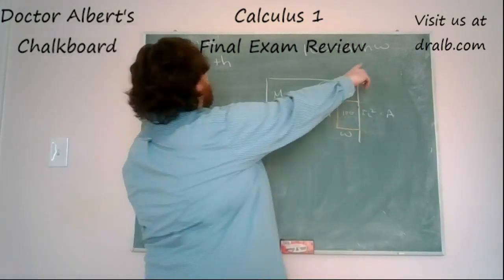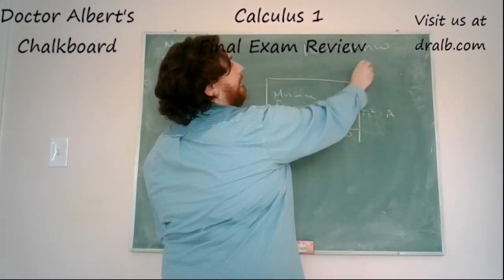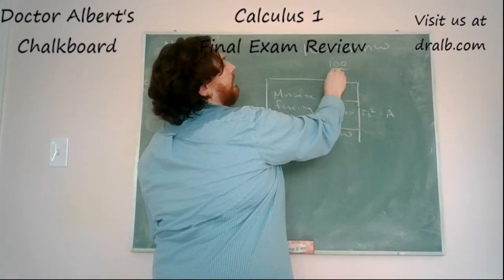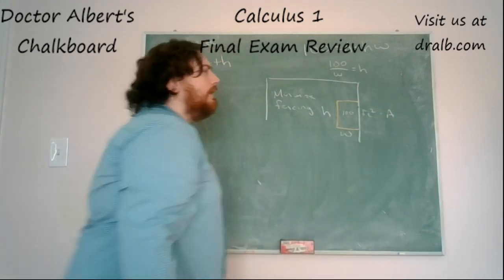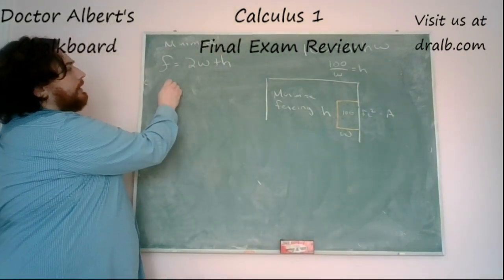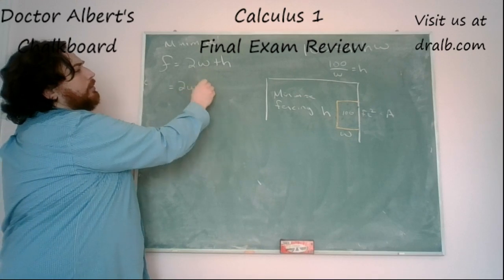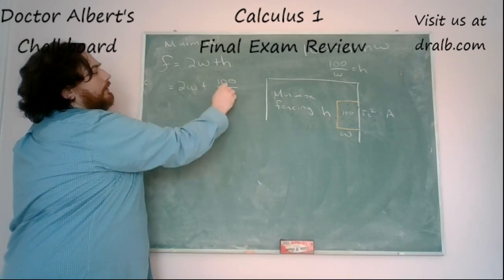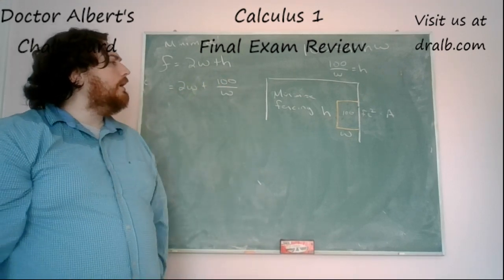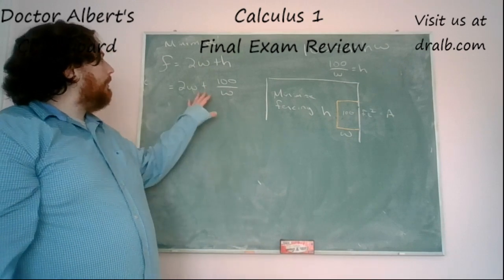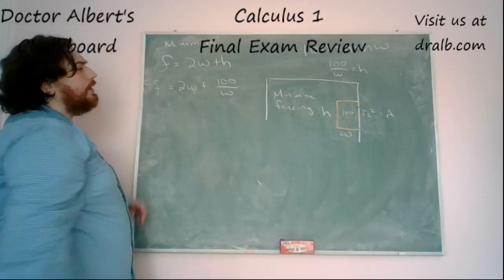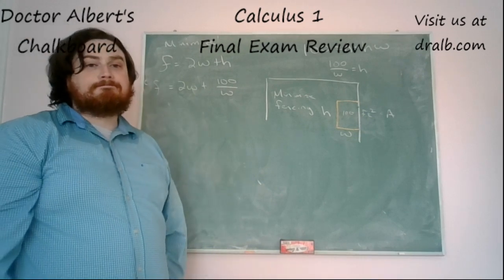Now, I'm going to solve for H in terms of W, so I'm going to divide by W, and I get 100 over W is H. So I can use that to say the amount of fencing is 2W plus 100 over W. And so what I want to do is I want to minimize this function, 2W plus 100 over W.